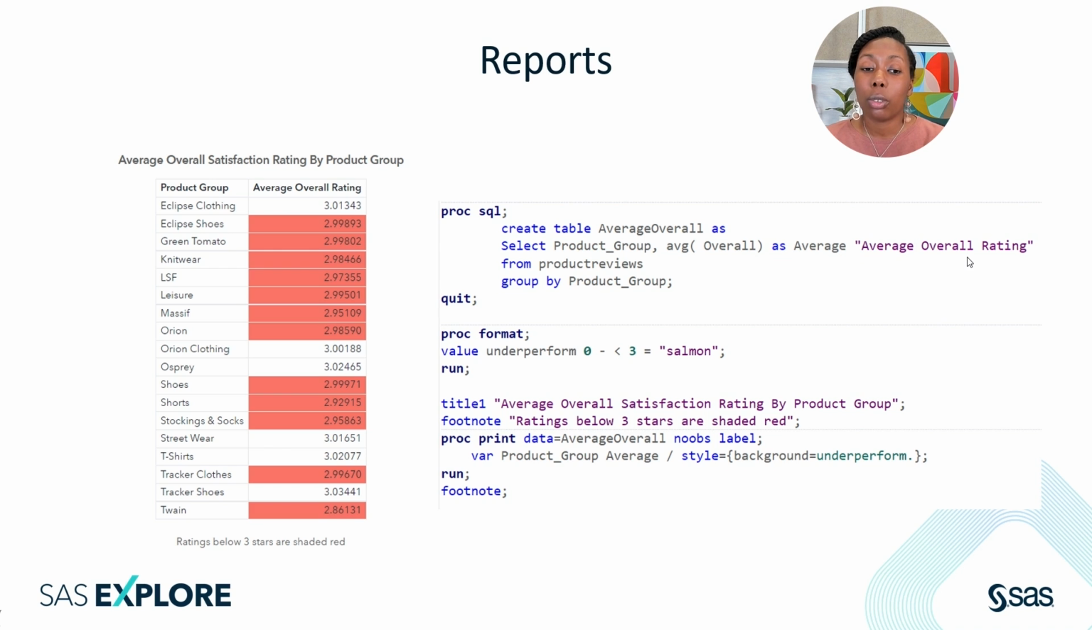We also wanted to add in a label so that it'll look better on the report, with average overall rating. We took this from the product reviews table, and then we grouped by product group so that we have one row for each individual product group, and then we get to see those averages. So this will be one report.